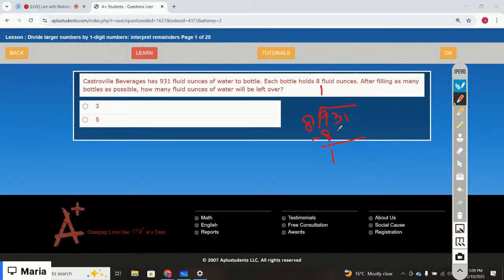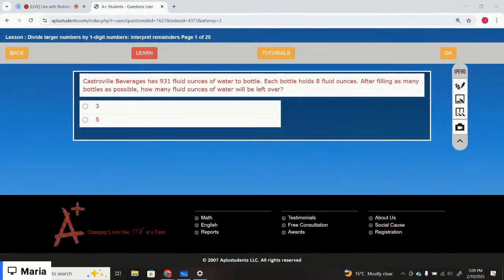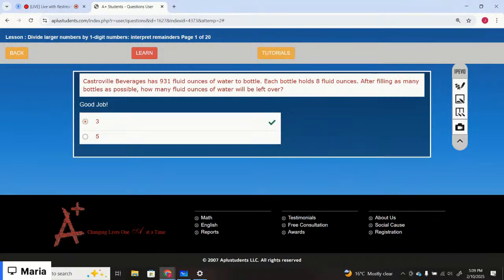8 times 1 is 8. 9 minus 8 is 1. Bring 3 down. 8 times 1 is 8. 13 minus 8 is 5. Now bring the last digit down. 8 times 6 is 48. You have 3. So that means after filling as many bottles as possible, we are still left with 3 fluid ounces. The correct option is three. Option number one is the correct option.